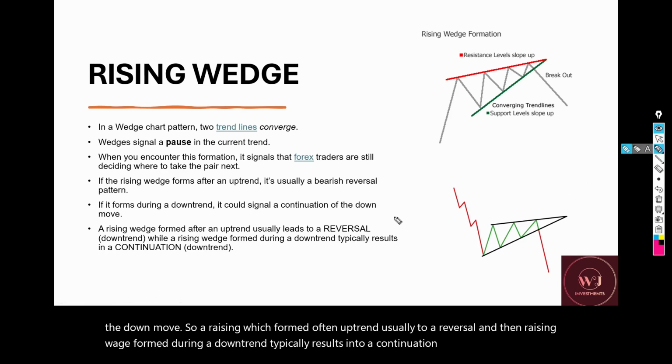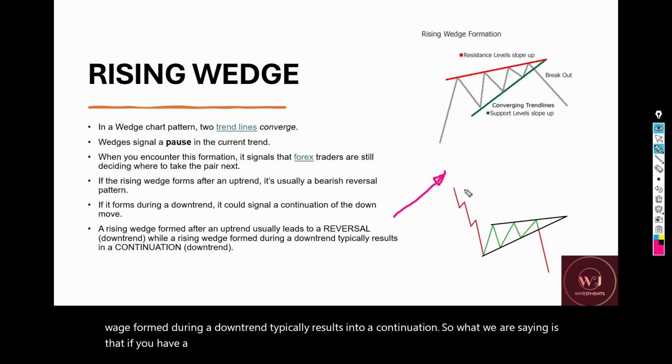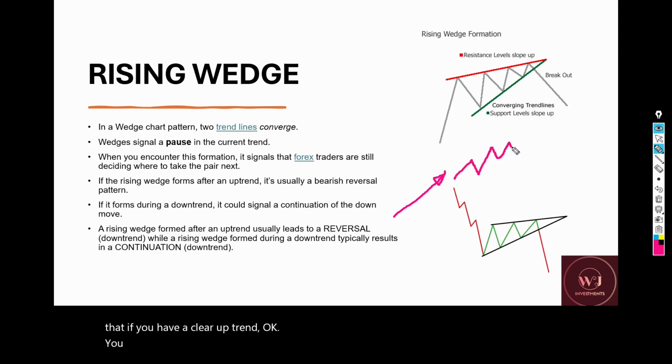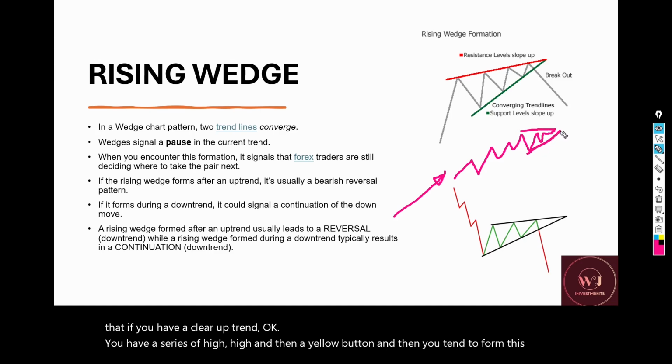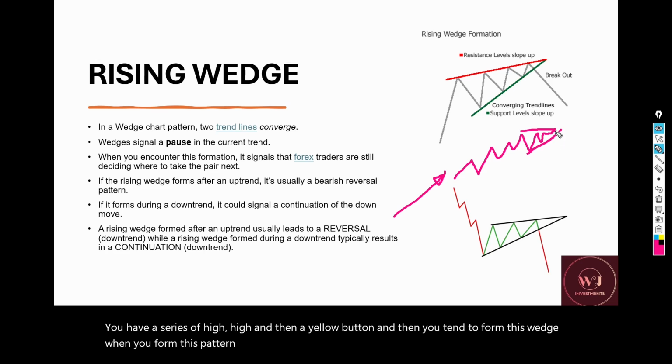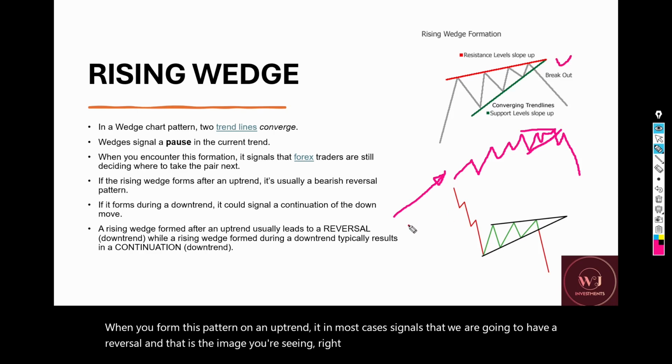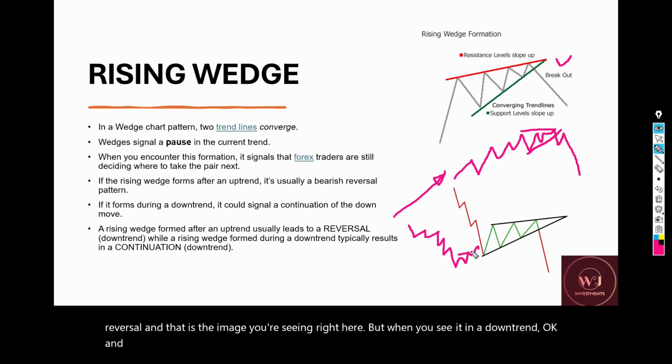What we are saying is that if you have a clear uptrend, you have a series of higher highs and then a higher low pattern, and then you tend to form this wedge. When you form this pattern in an uptrend, in most cases it signals that we are going to have a reversal, and that is the image you're seeing right here.